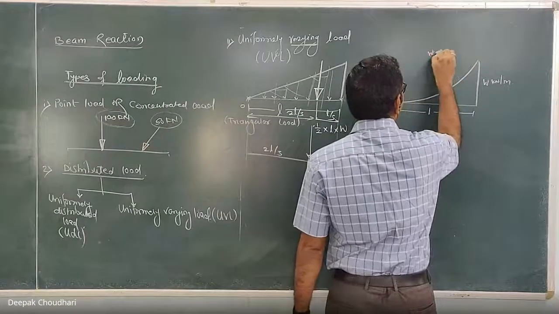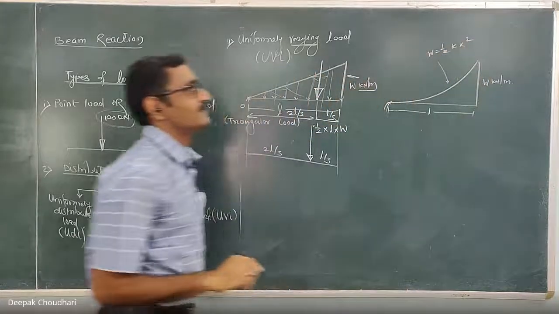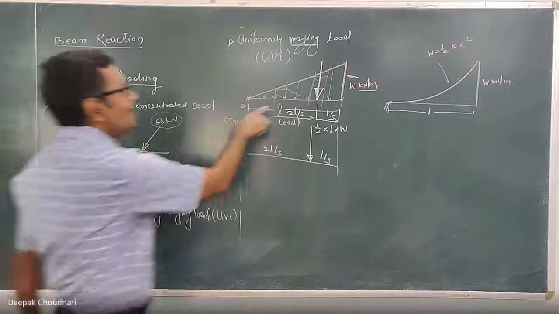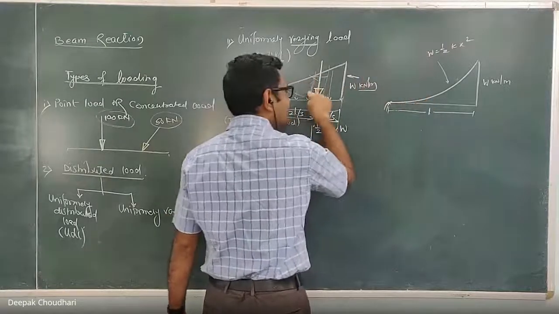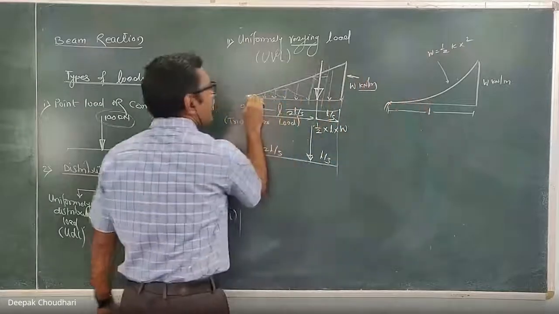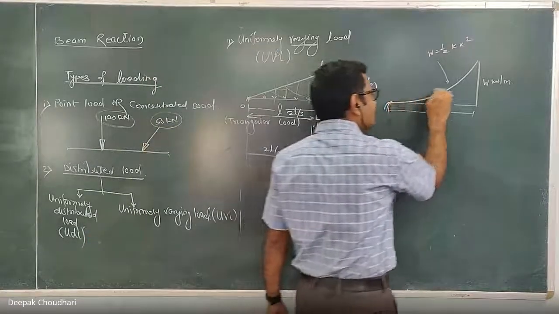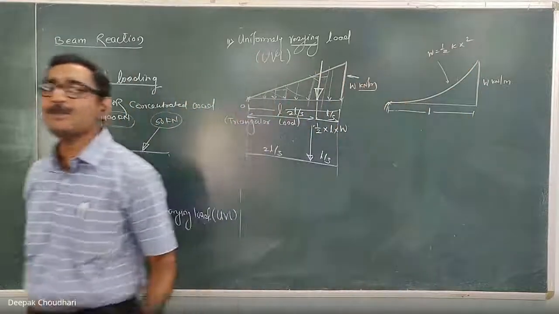Here this W equal to 1 by 2 kx square, something like this. Okay. Here इसका equation दिया रहेगा. Means it may be a parabolic variation. So this is also a varying load. ये दोनों distributed load है. दोनों distributed load में intensity vary हो रहा है. लेकिन यहाँ पे variation कैसा है? It is uniform. यहाँ पे variation कैसा है? This variation is parabolic. That's why this load is also known as a parabolic load.